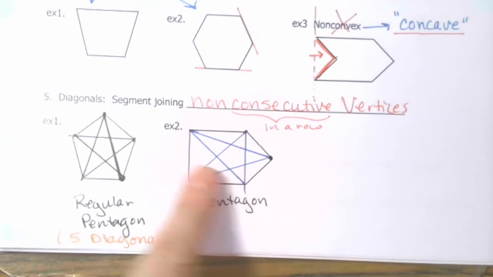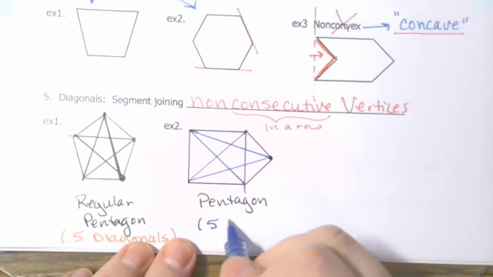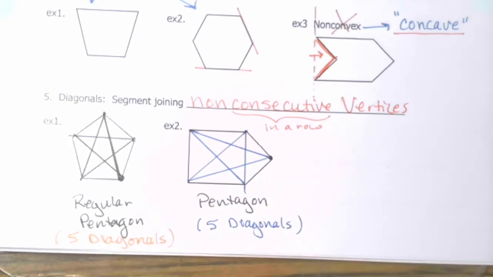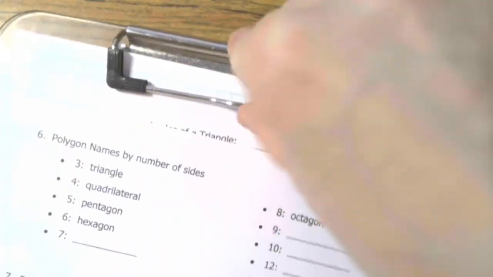So you'll notice that these both made stars, and the stars are made up of 5 diagonals. So evidently, it doesn't matter if a pentagon is regular or not regular. If it has 5 sides, it's going to have 5 diagonals. And again, the word pentagon means 5 sides. Okay, flip the page.